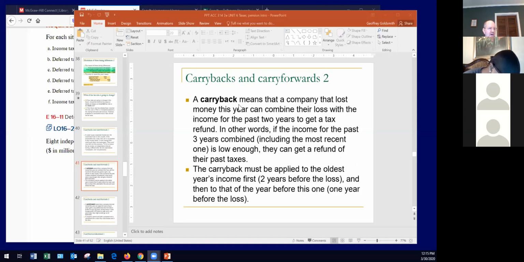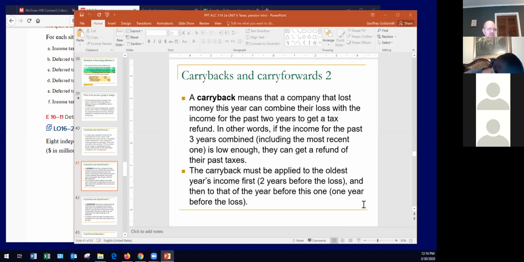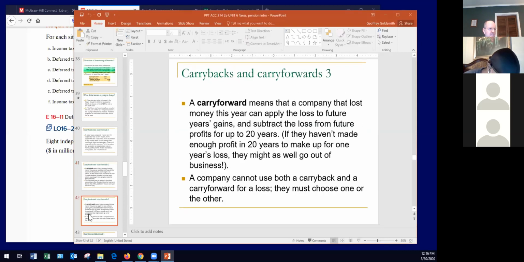A carryback means that a company that lost money this year can combine their loss with the income for the past 2 years to get a tax refund. In other words, if the income for the past 3 years combined, including the most recent one, is low enough, they can get a refund of their past taxes. And when they did the tax reforms a couple years ago, they eliminated carrybacks, but they've kept carry forwards. The carry forward means that a company that lost money this year can apply the loss to future years' profits or gains and subtract the loss from future net income for up to 20 years. And if they haven't made enough profit in 20 years to make up for 1 year's loss, they might as well go out of business. The company cannot use both a carryback and a carry forward. Well, now they can't use a carryback at all.